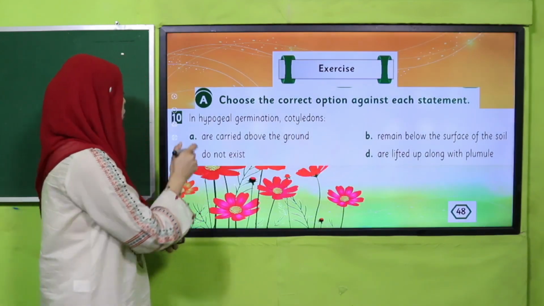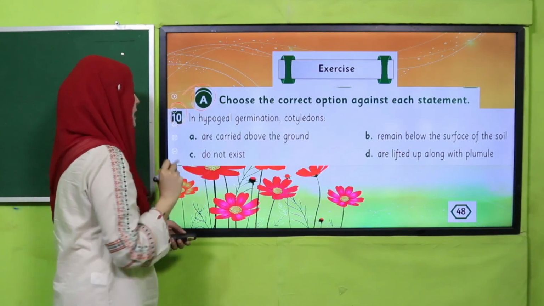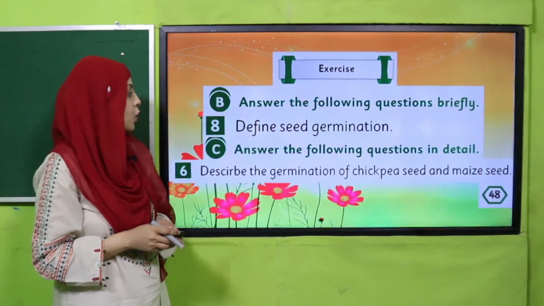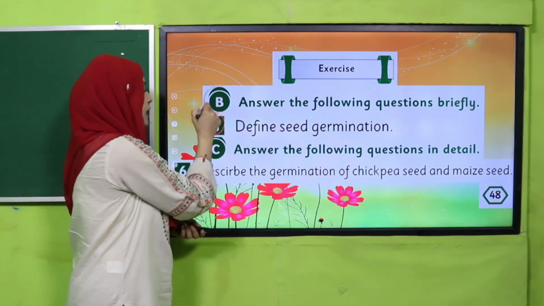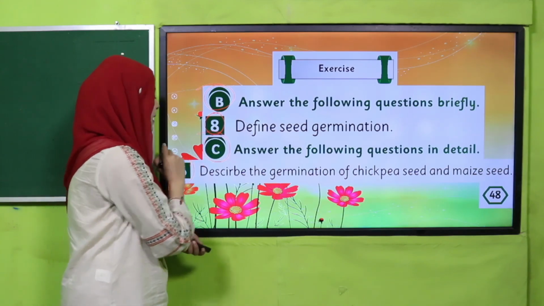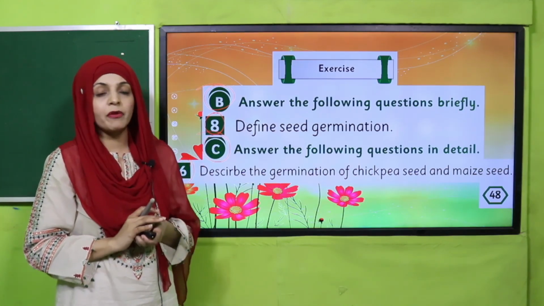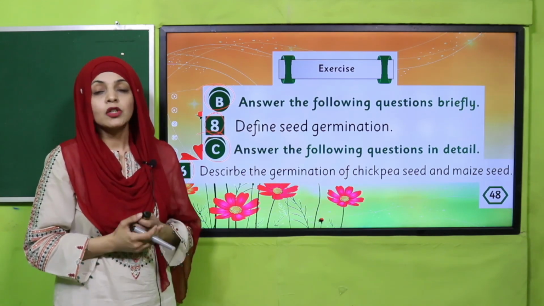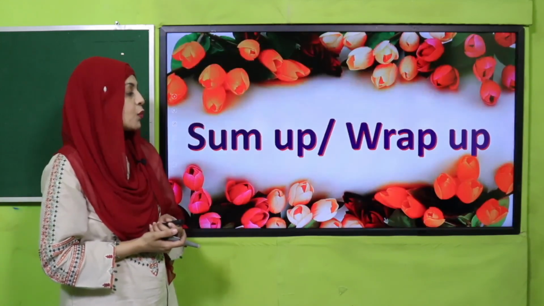For homework, you will do MCQ number 10 of exercise A in your books given on page number 48. And you will do question number 8 from exercise B given on page number 48. And question number 6 from exercise C also given on page number 48. You will do both the questions in your notebooks. So this is your homework, and we will move forward towards the wrap up.